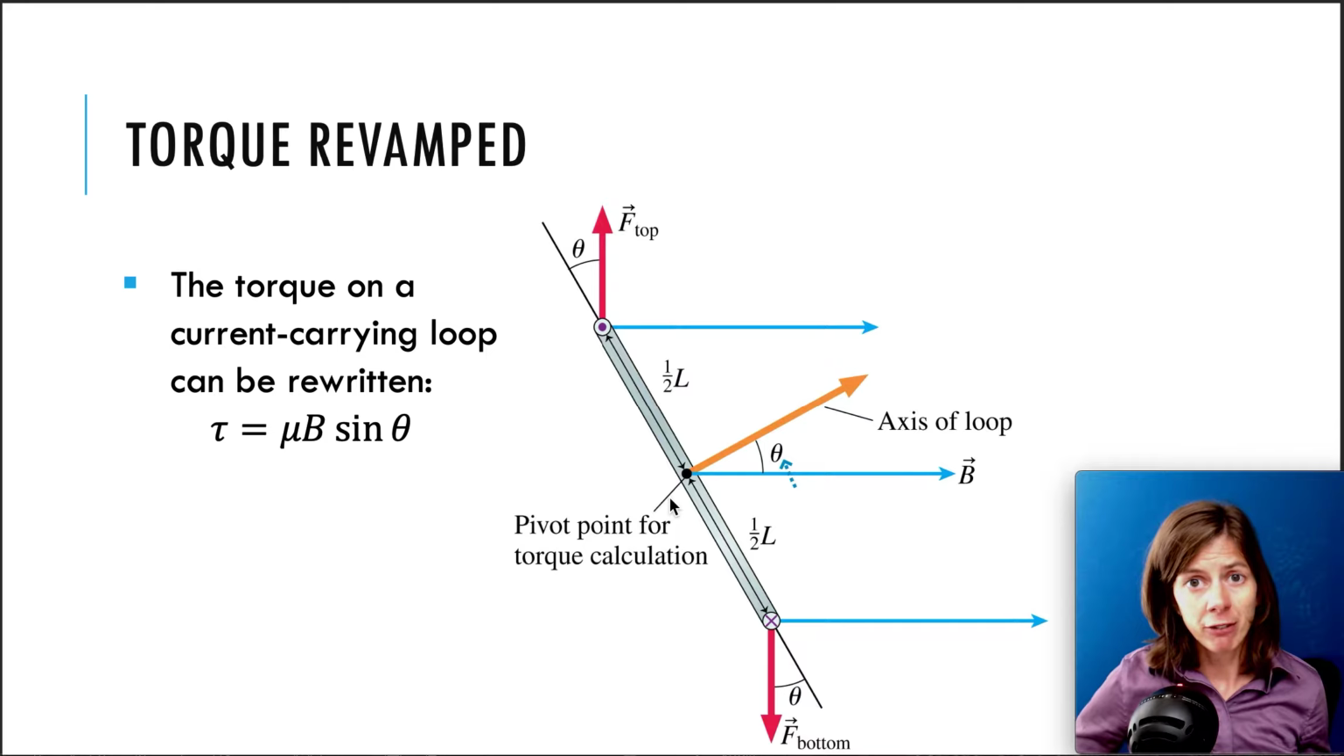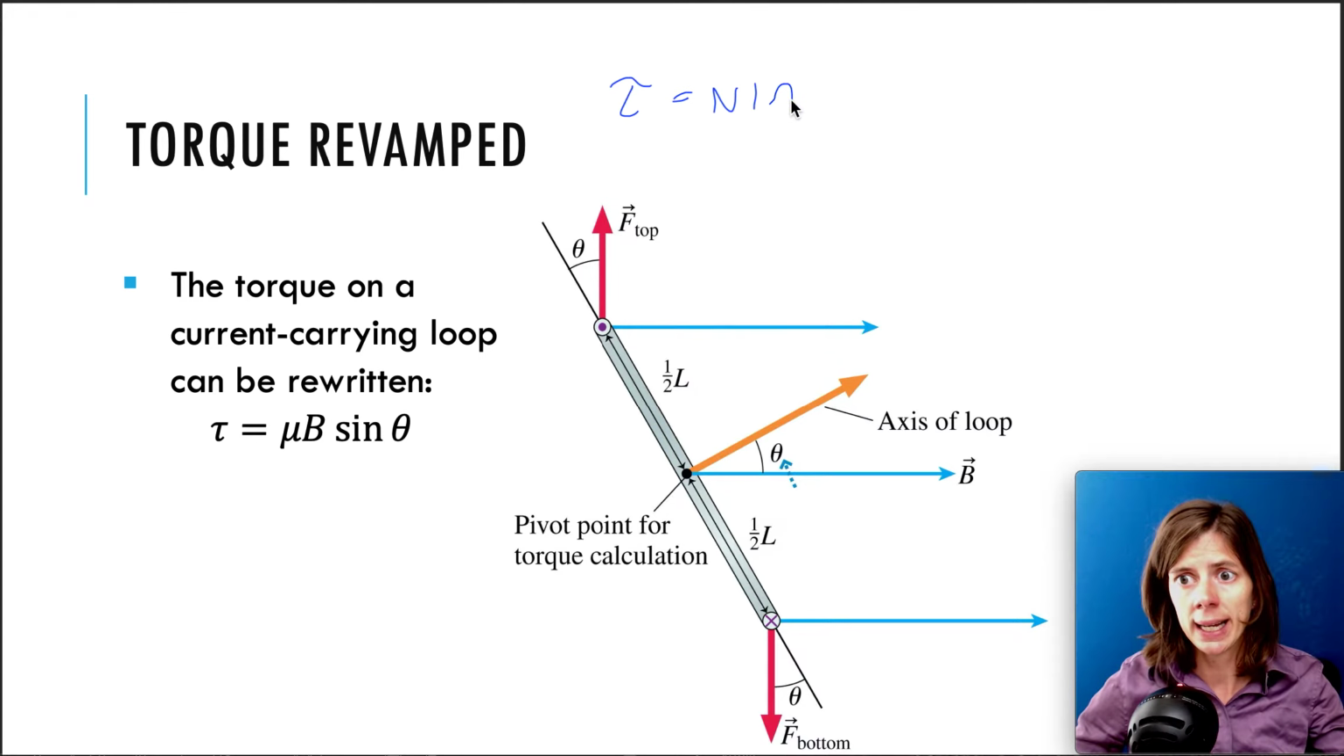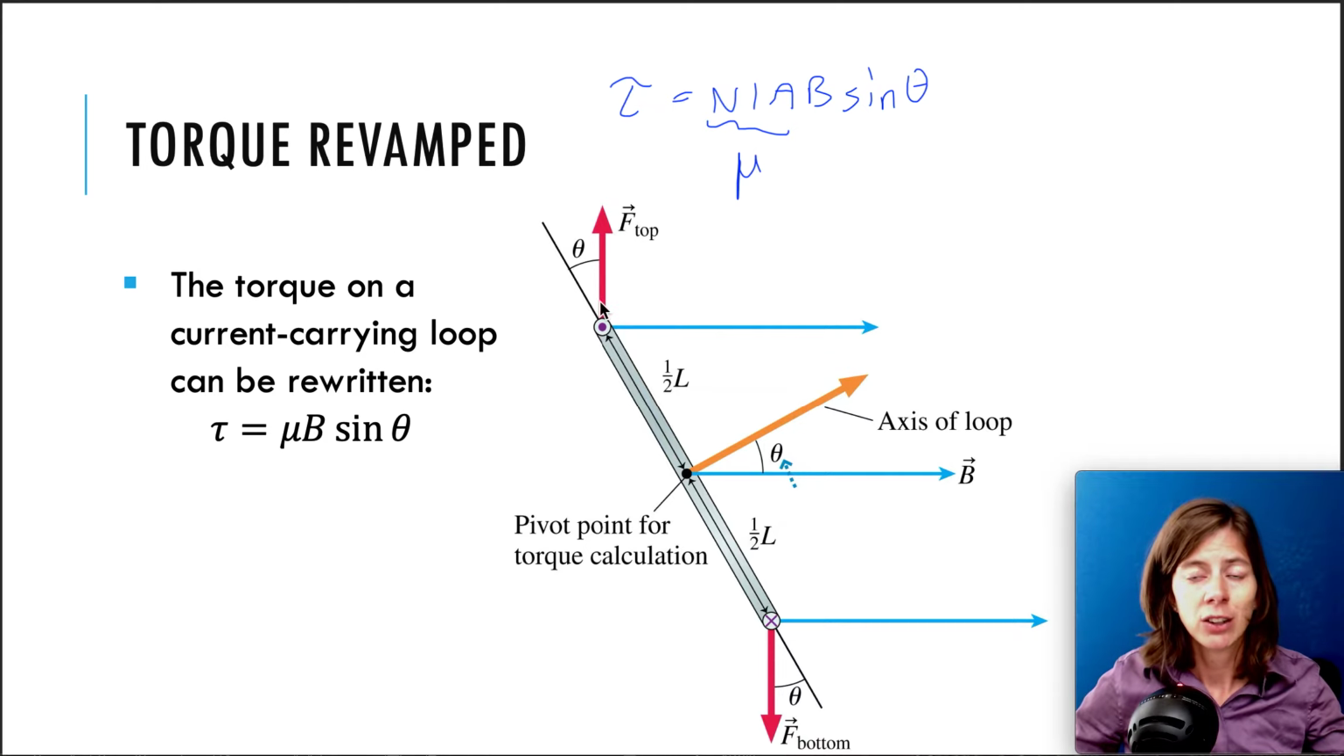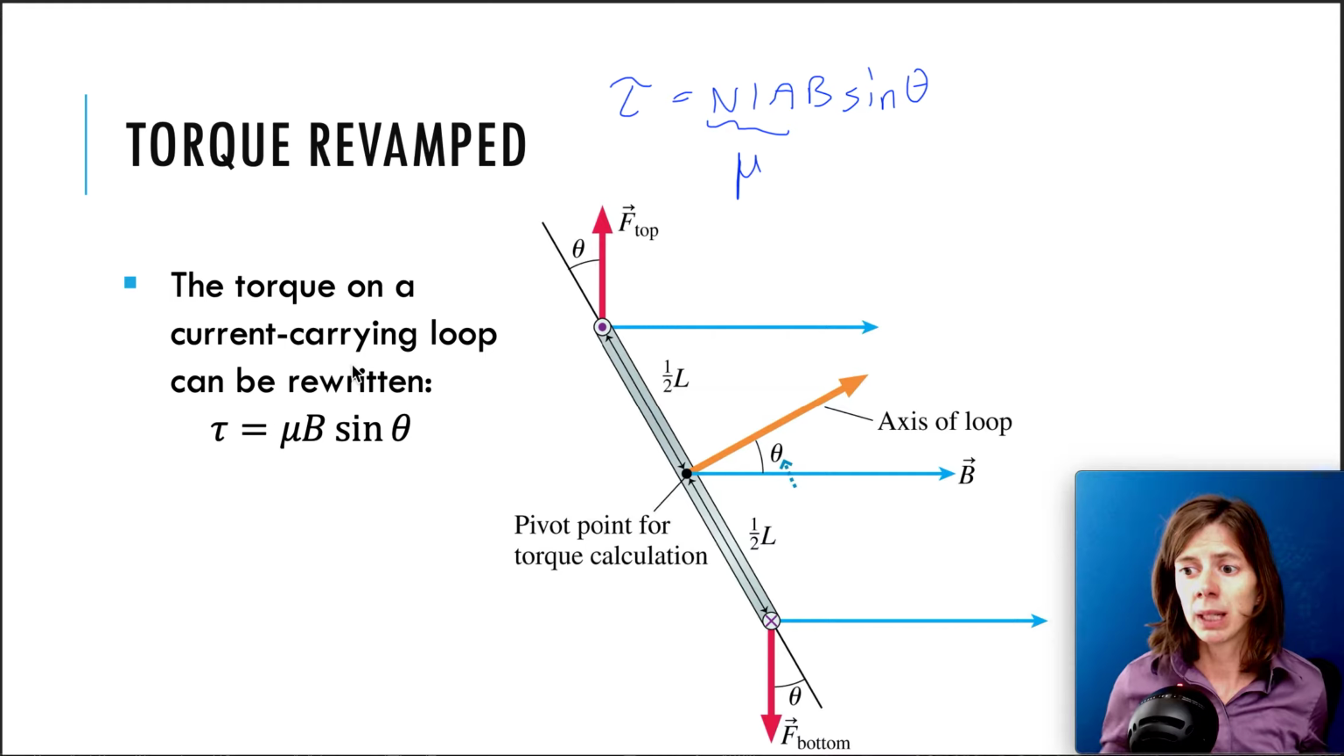Now that we have defined the magnetic moment, we can redefine torque. In the previous video, we defined it as torque equals NIAB sine theta. Well, now we are replacing NIA with mu, the magnetic moment. So now the definition becomes torque equals mu B sine theta. This may sound a little bit arbitrary.